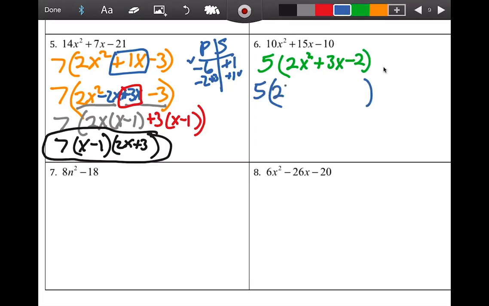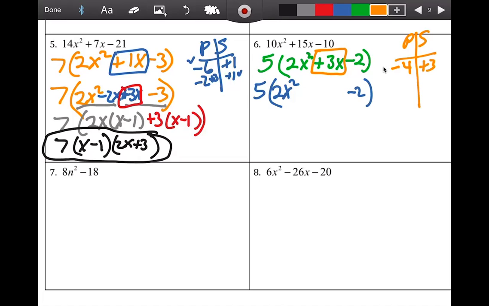So I'm going to do the product sum. Since this is not a 1, our product sum is simply going to make two groups by replacing my plus 3x. My product is 2 times -2, so -4. My sum is positive 3.